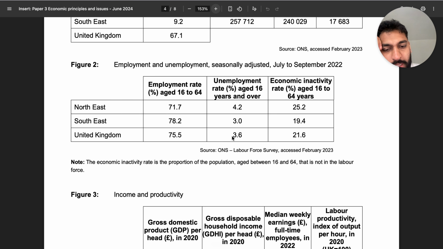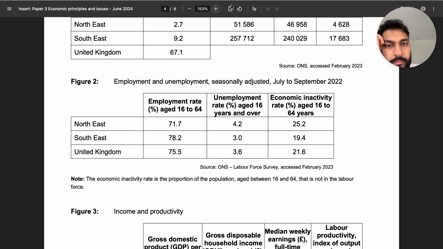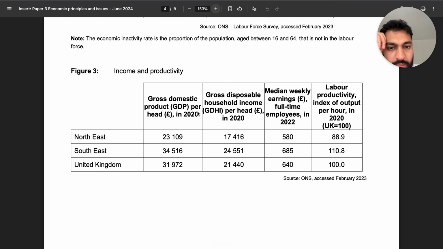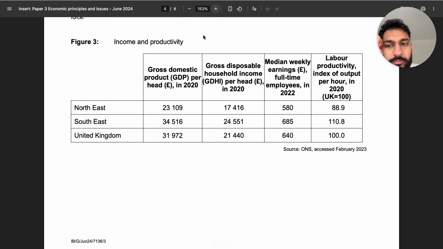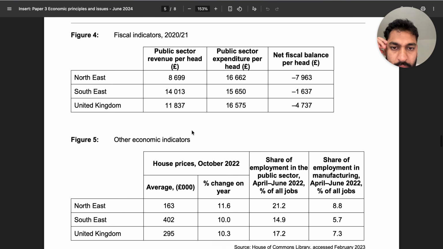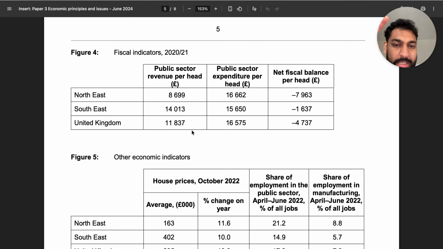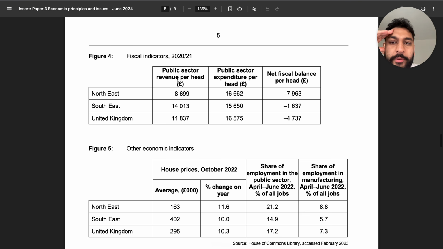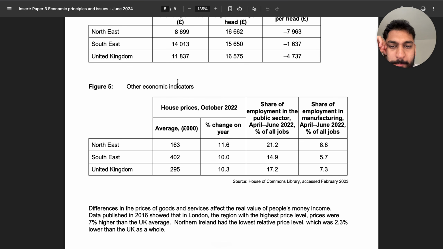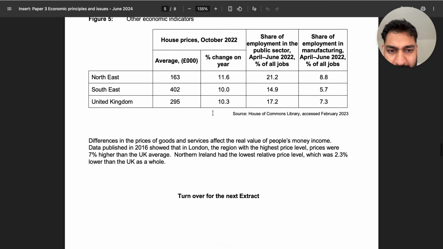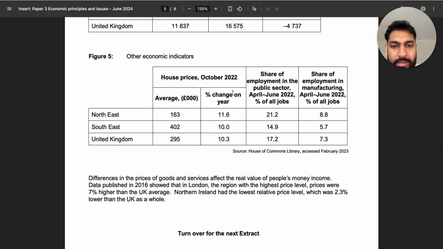I guess some of it will be covered in the other figures. So let's have a quick look at them and then decide. Figure 3 is talking about incomes and GDP, so we might want to save that for later. Figure 4 is showing government spending. And then figure 5 is showing how many people are working in different job types as well as house prices. So that can get confusing for us.